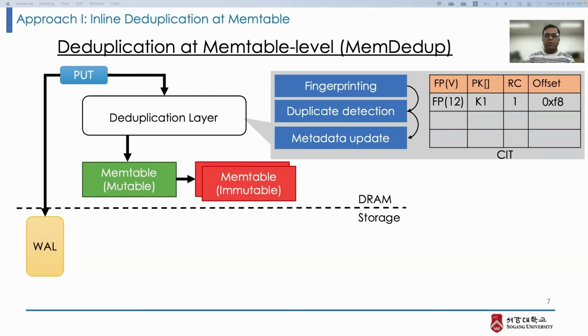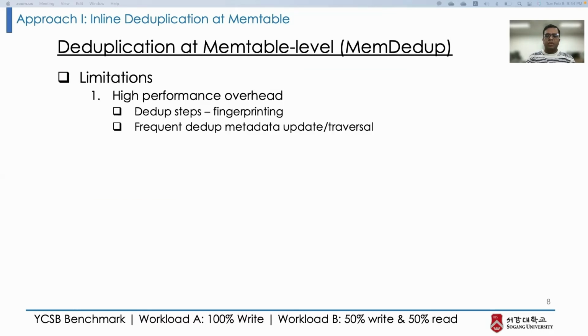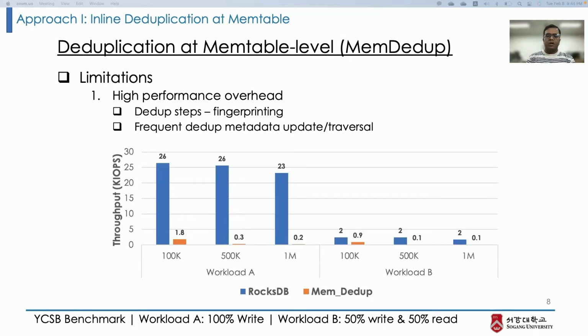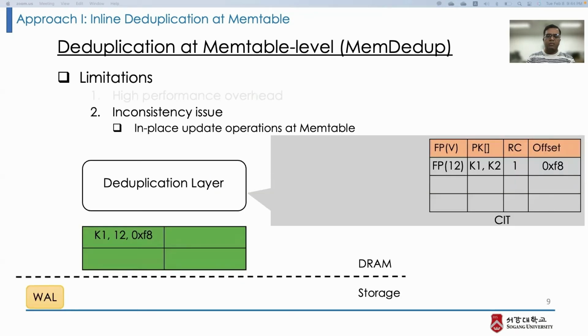Every time a key value pair is updated, its metadata is updated in the chunk information table, which leads to two major limitations of this approach: high performance overhead due to deduplication steps, such as fingerprinting, and constant metadata update or traversal. It can be observed from the graph that the performance drop with deduplication at memtable is severe and not acceptable. The second challenge is regarding the inconsistency issue, which occurs due to in-place update operations.